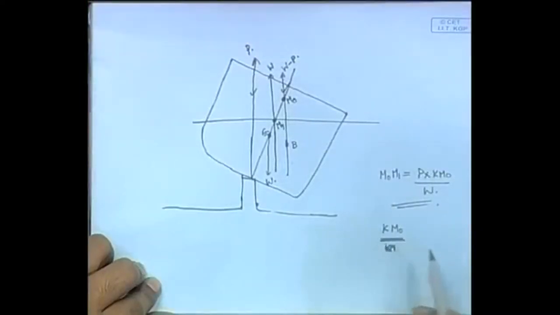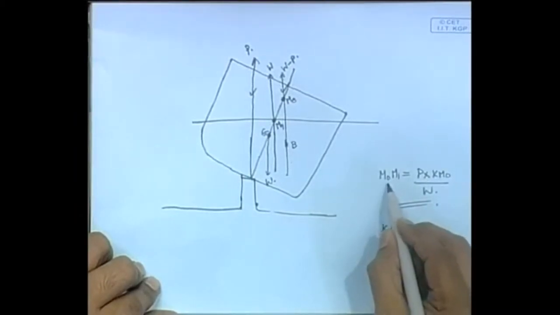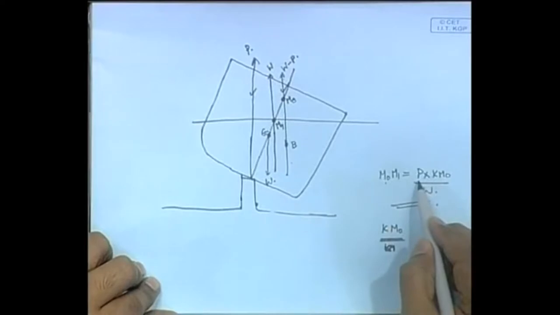And if the initial draft is here, there will be some value of M0, it will be here. If the draft increases or decreases as it goes up or down, your M0 will be at some other point. So, your KM0, or your metacentric height GM0, any of it will depend upon your draft. Okay. So, right now, here we have KM0. Suppose you are given KM0, from the hydrostatic data. Once you have that, then using this equation, you can get M0, M1, provided you know P.